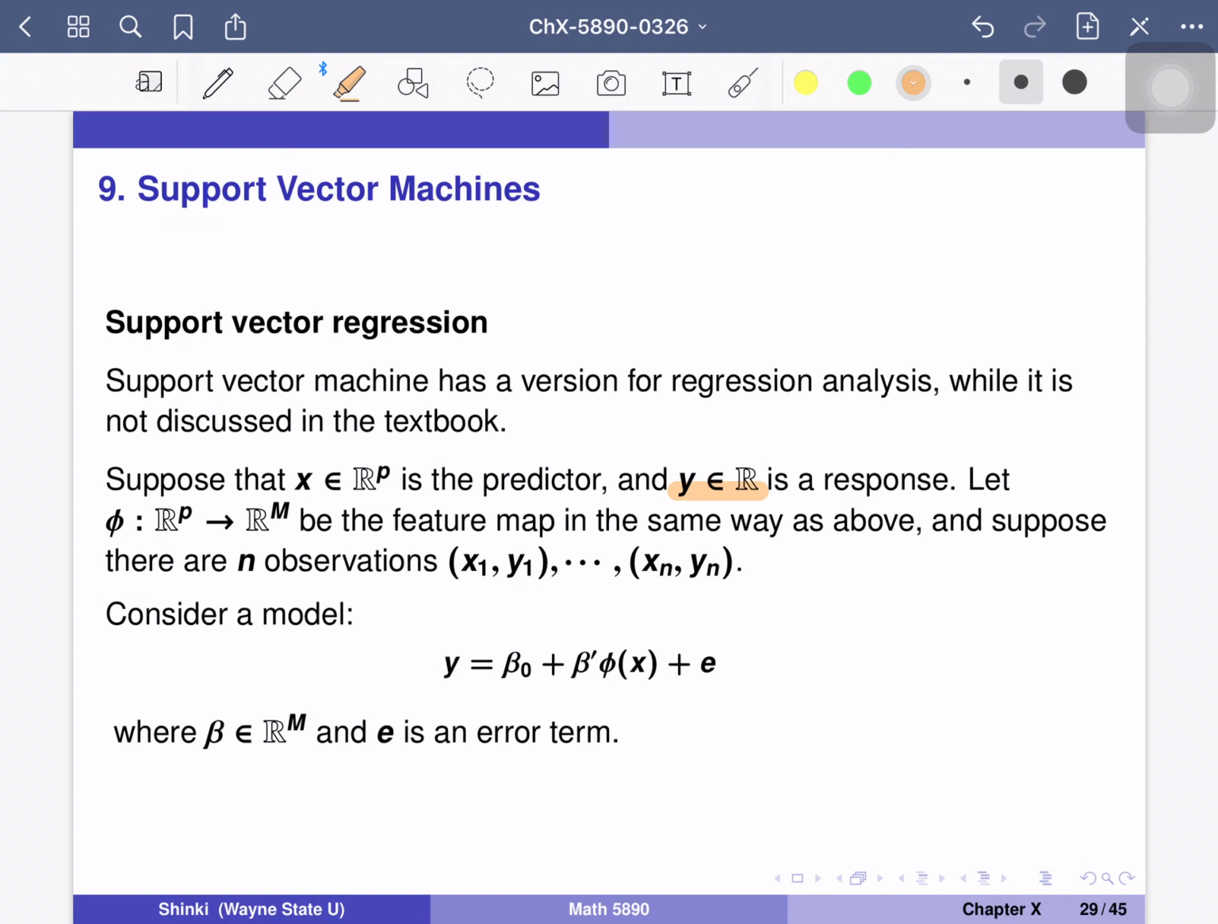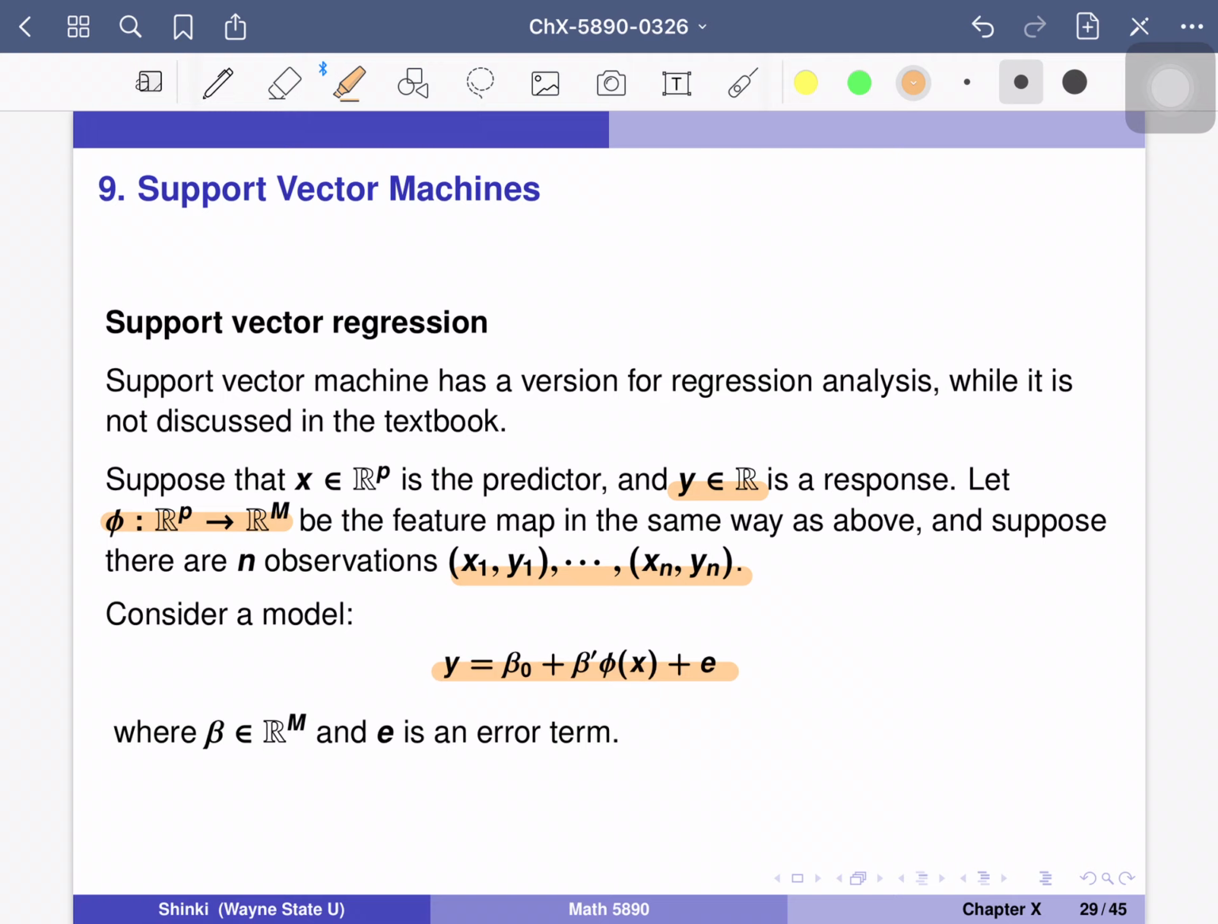Then in the same way as support vector machine, we think about a feature map phi that is from R^p to R^m. Typically, m is much larger than p. Then we want to use this feature map to do regression for these observations. So basically, we consider a linear model, but phi of x is in a feature space, so it's higher dimension than p.